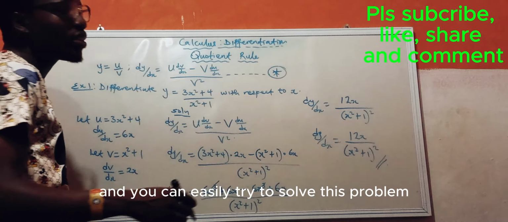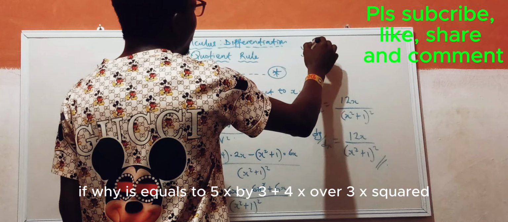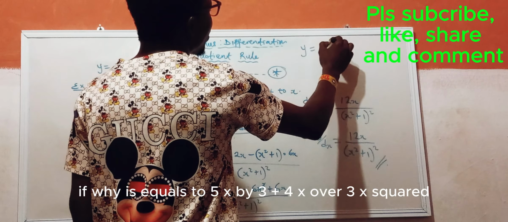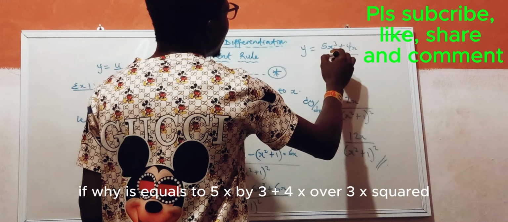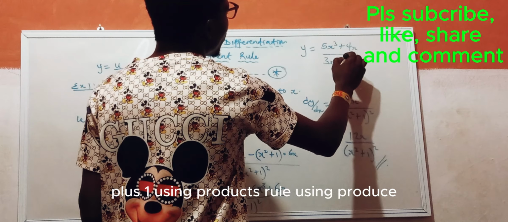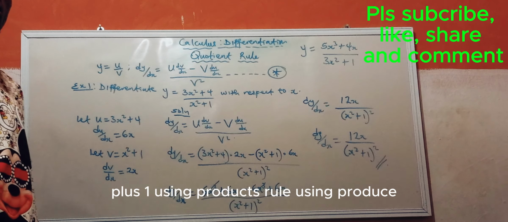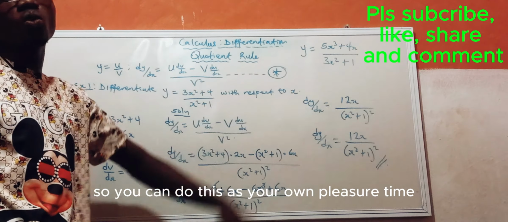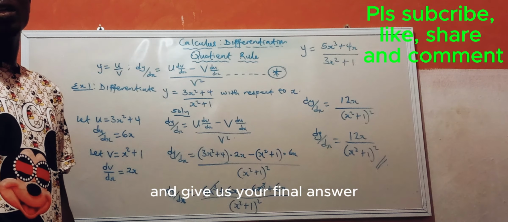And you can easily try to solve this problem. If y equals 5x raised to power 3 plus 4x over 3x squared plus 1, using the quotient rule. You can do this at your own pleasure time and give us your final answer.